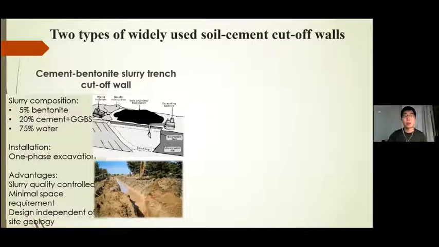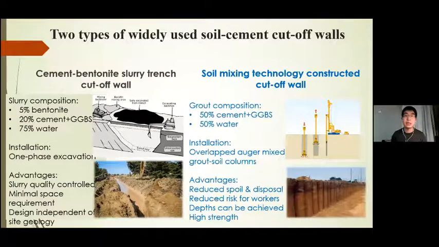In addition to soil cement slurry trench cut-off walls, we have another technique used for the construction of cut-off walls, which is soil mixing technology. Soil mixing technology was first used for ground improvement, and then like 30 years ago, this technology was adopted for the construction of cut-off walls. Basically, we use an auger and we mix a grout. The grout consists of 50% cement and GGBS and 50% water.